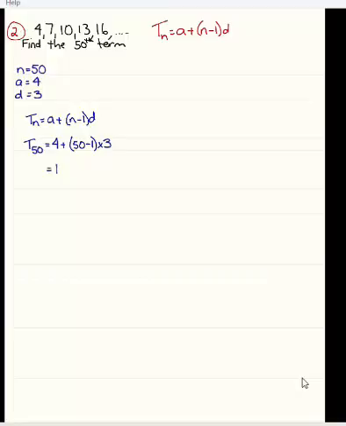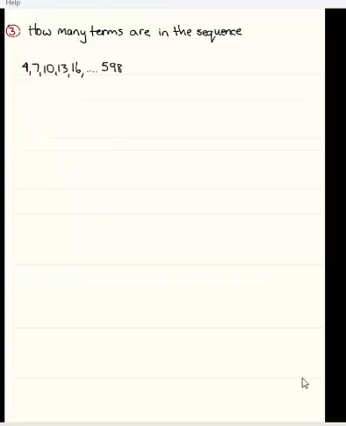We already know that because we worked it out before, but that's how you use this formula for this type of question. They could reword it and say, how many terms are in this sequence? So let's have a look. We still know that A is equal to 4, and we know that D is equal to 3. That hasn't changed. But when they say how many, what that means is n is the unknown. We don't know what n is. That's what we're being asked to find out.